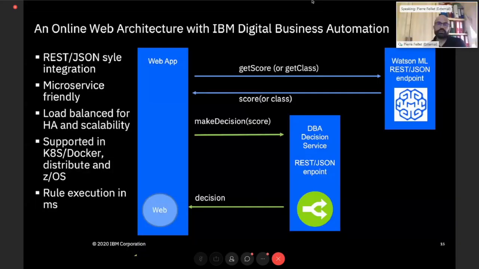So good news is that today we have customers who are using in production a combination of business rules and ML.